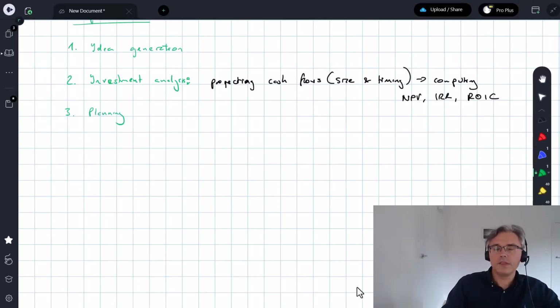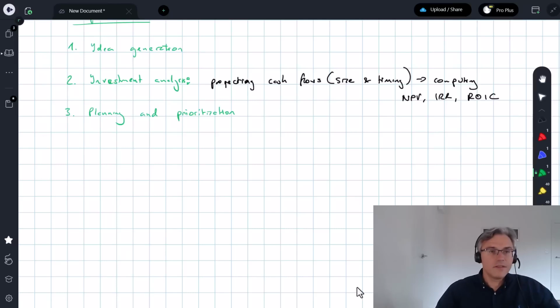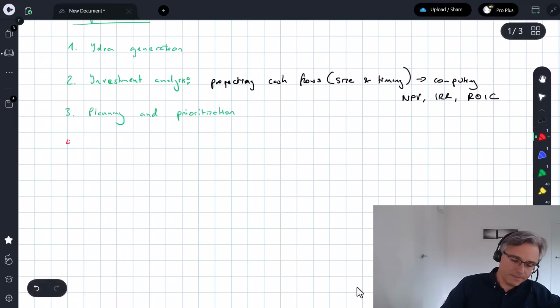Obviously, planning for the undertaking of the selected projects and prioritization of them. Prioritization, which projects should be undertaken first. It's not necessarily the one with the biggest rate of return or the biggest NPV, because there might be some business logic to doing the steps in a certain sequence.